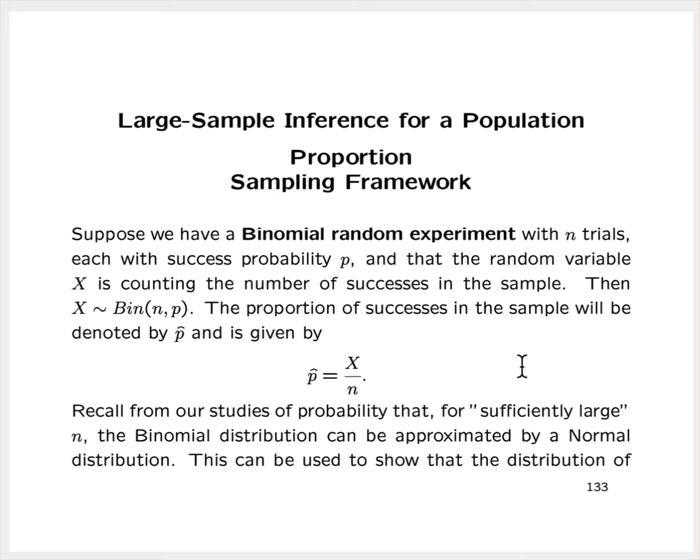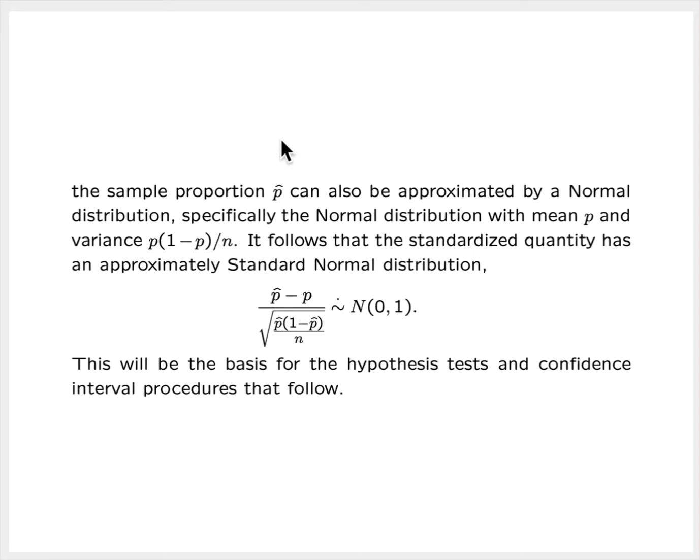Now recall from our studies of probability, and in particular the module on sampling distributions and the central limit theorem, that for sufficiently large sample sizes n, the binomial distribution can be approximated by a normal distribution. Now this can be used to show that the distribution of the sample proportion p hat can also be approximated by a normal distribution. Specifically, the normal distribution with a mean of p and a variance of p times 1 minus p over n.